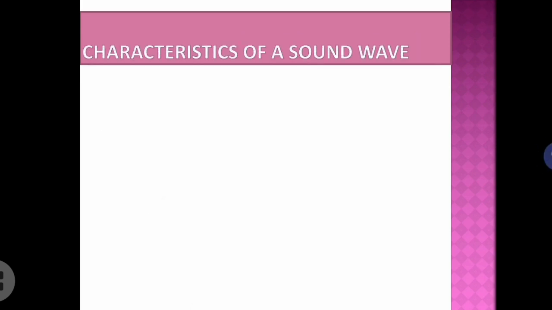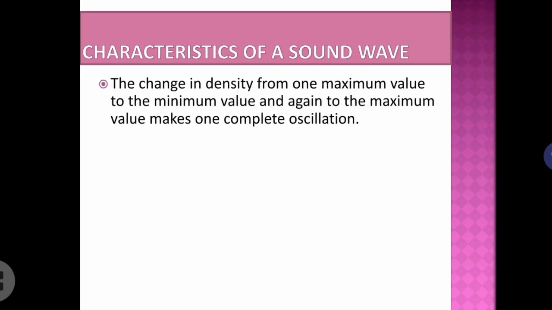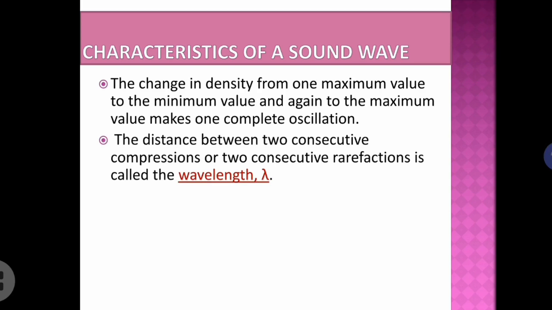Now, characteristics of sound wave. As we know, sound can be visualized as variations in density or pressure. That means density will be varying from maximum value to minimum value, again to maximum value, like that. So one such variation from maximum to minimum, again back to maximum, is counted as one complete oscillation. And hence the distance between two consecutive compressions or two consecutive rarefactions is called the wavelength.